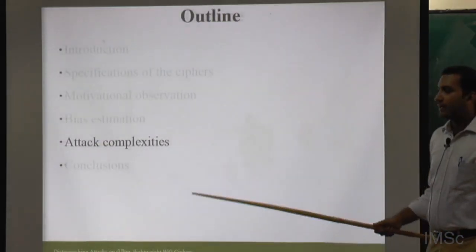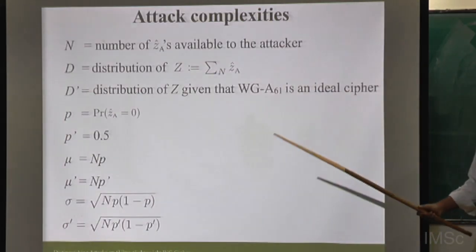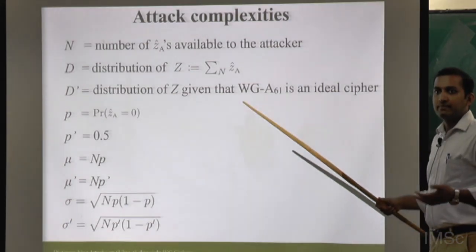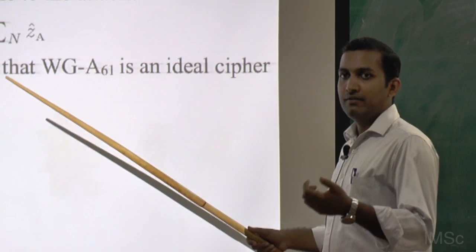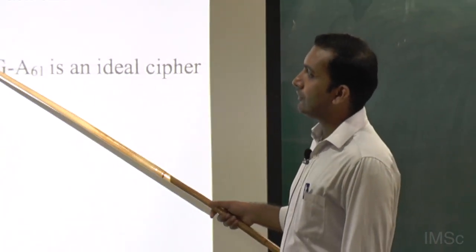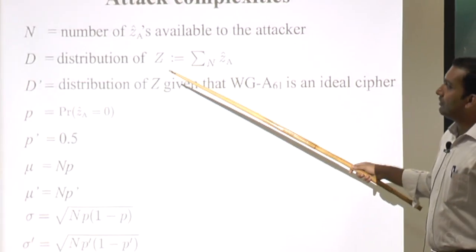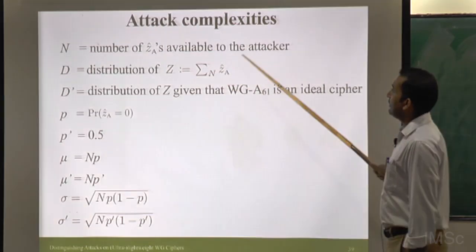Now we will be computing the attack complexities. The attacker knows that, with some probability and some bias, the linear sum of the key stream bits is equal to 0. Based on that, he wants to compute how many samples are required. Let n equal the number of samples available to the attacker.